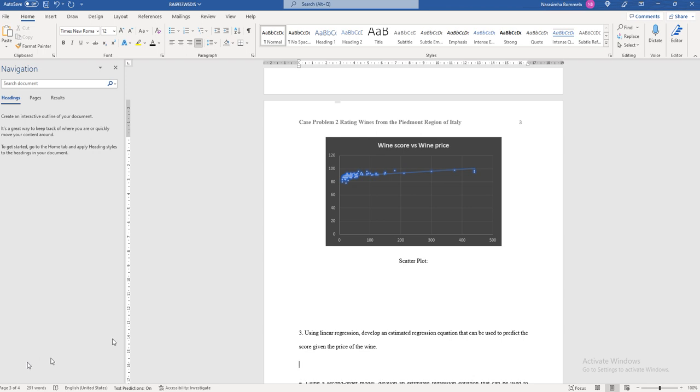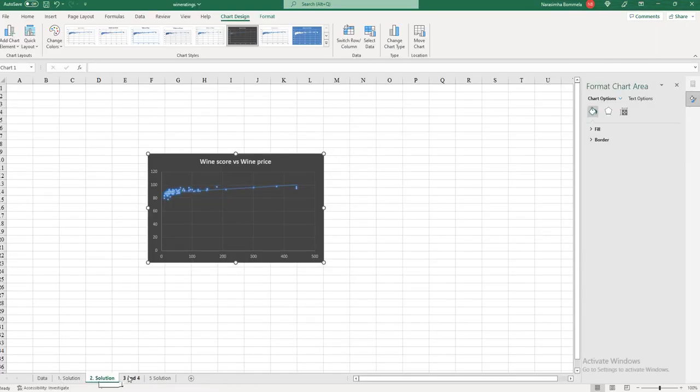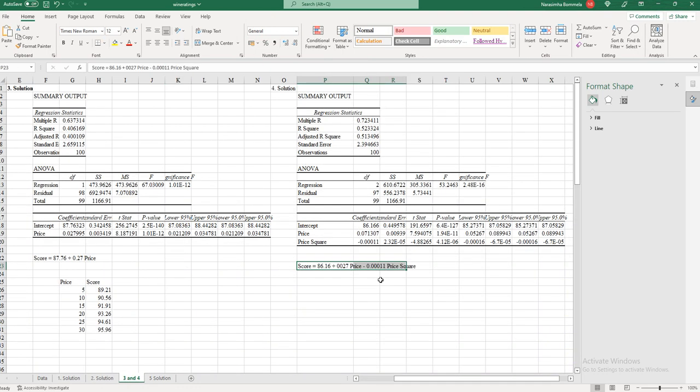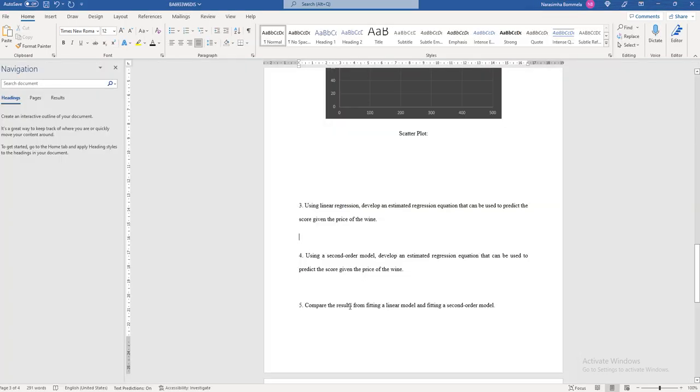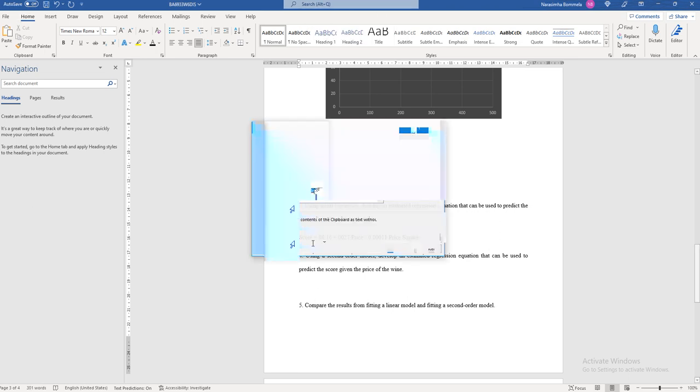So create a nice heading for this one, then go to the Excel sheet. In the Excel sheet, the third question is the linear regression equation. Score is equal to 86.16. So this is the linear regression equation.